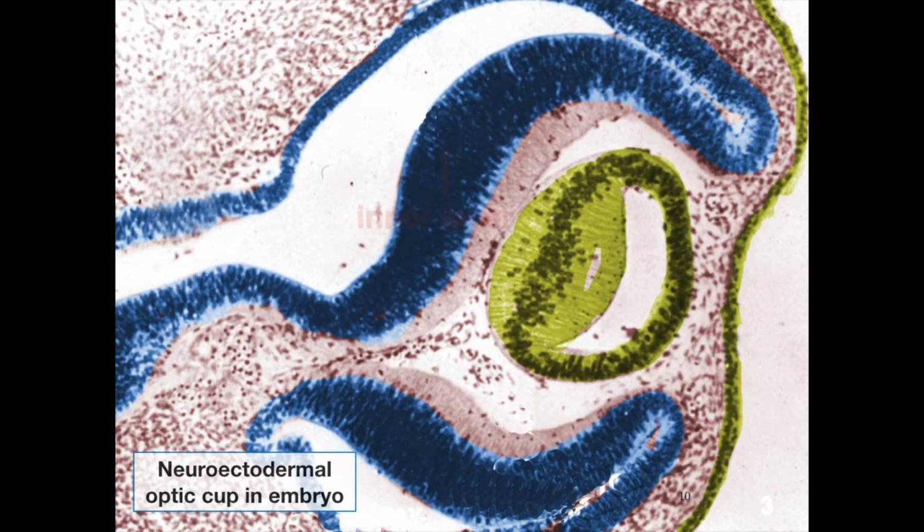The thick inner layer of the optic cup is destined to form the neurosensory retina, the non-pigmented layer of the ciliary epithelium, and the posterior layer of the iris pigment epithelium. The outer layer of the optic cup forms the retinal pigment epithelium, the pigmented outer layer of the ciliary epithelium, and the anterior layer of the iris pigment epithelium. The lens vesicle is seen within the cavity of the optic cup. The lens is derived from surface ectoderm.